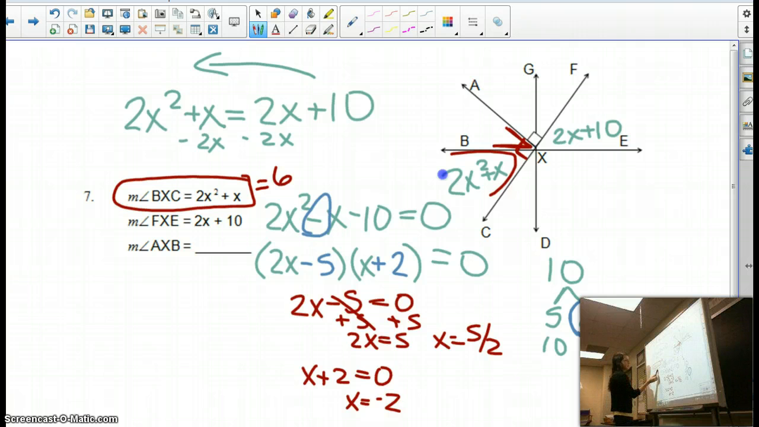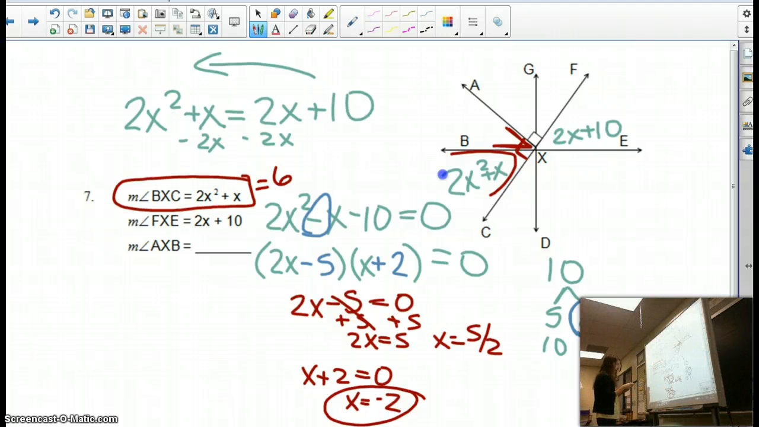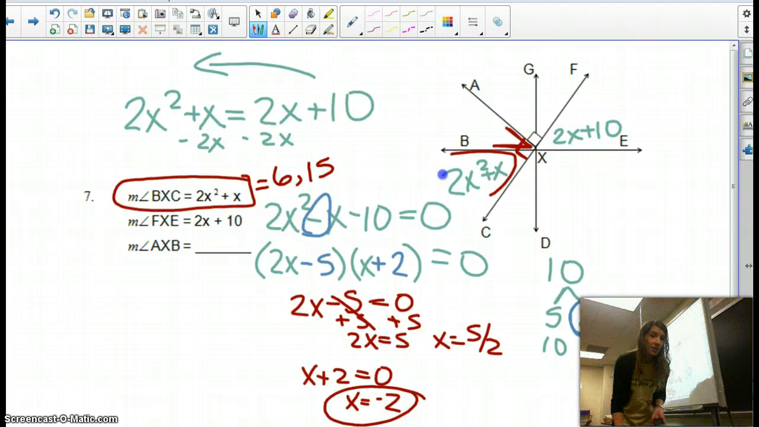If I plug negative 2 in here, I'm also okay. So this is one time where we don't throw out the negative answer. We don't. If I plug in 5 halves, I'm going to do 5 halves squared times 2 plus 5 halves. And I get 15. You make sure that it works here, but you plug it in and you realize it does work. So this problem is going to have 2 valid answers. So 6 and 15 are the degrees of this angle right here.